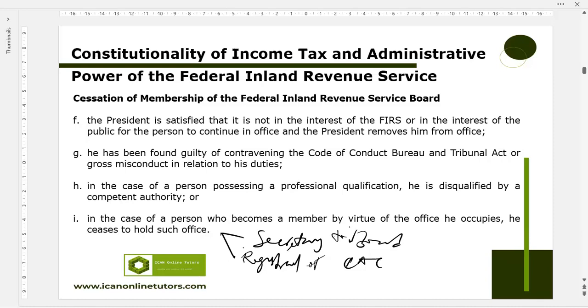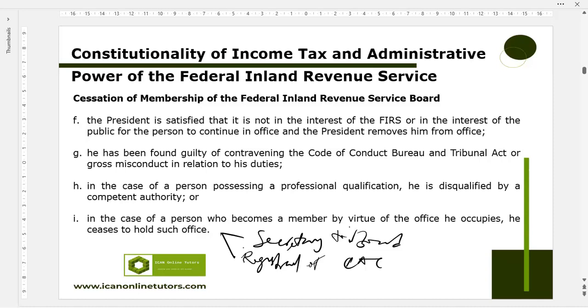Okay, so these people, it is by virtue of the office they are holding that they become a member of the board. So once their tenure ceases or expires in that office, automatically they will no longer be a member of the board. Do you understand? For instance, let's take the CBN. The governor is appointing someone representing him, and the person must not be below the rank of a director, if I'm right.